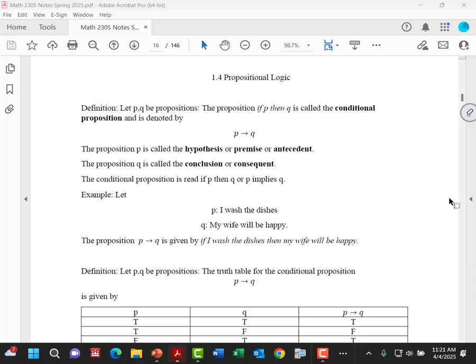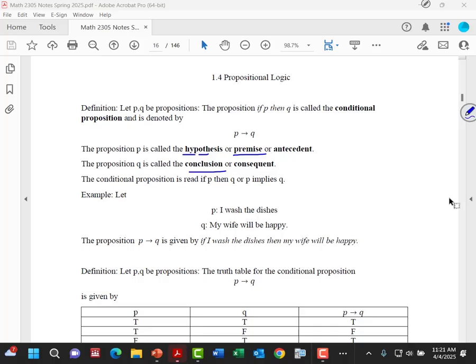Primarily, we're going to stick to the word hypothesis for P and conclusion for Q, or we might use the premise as well for the first proposition P. But the idea is we read this if P, then Q, or P implies Q.